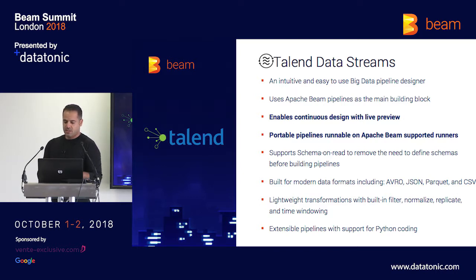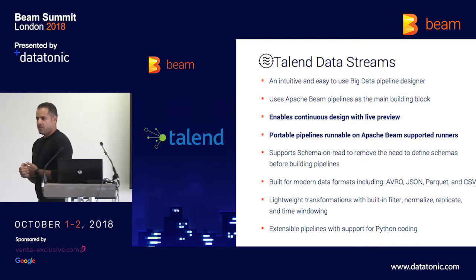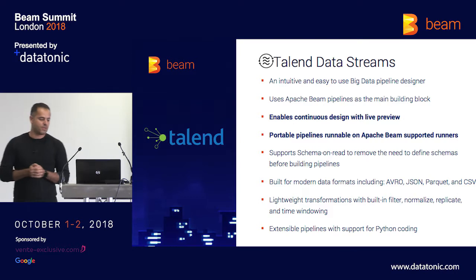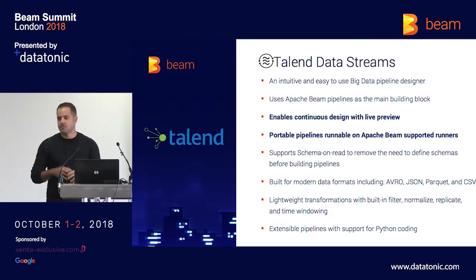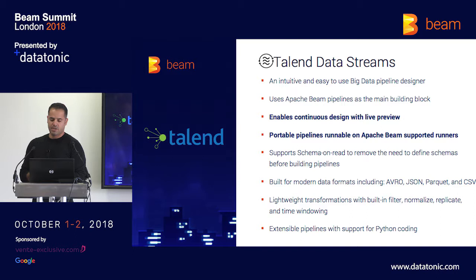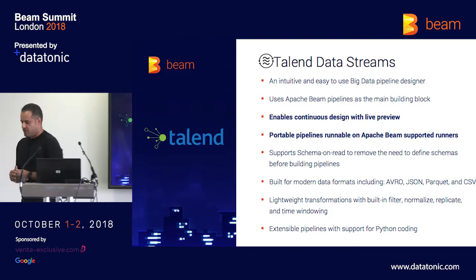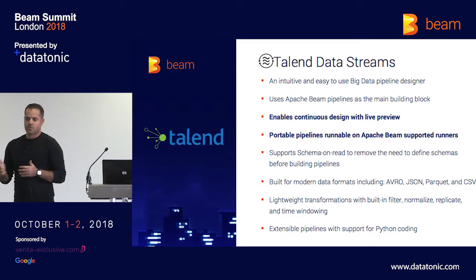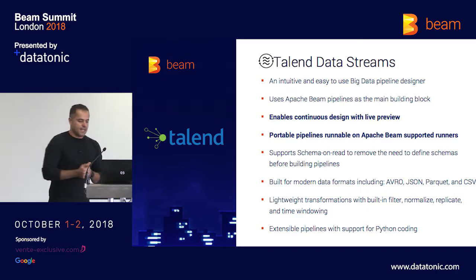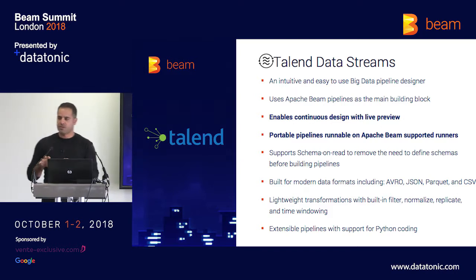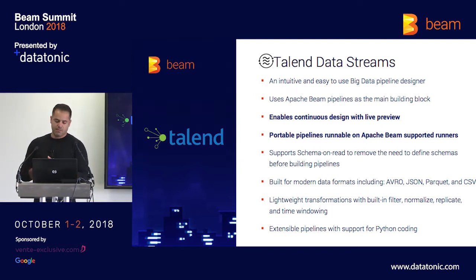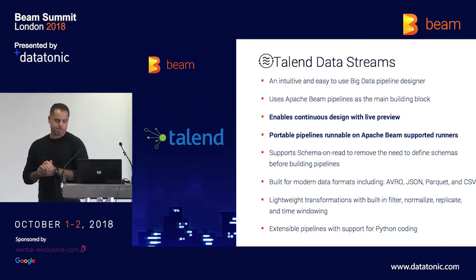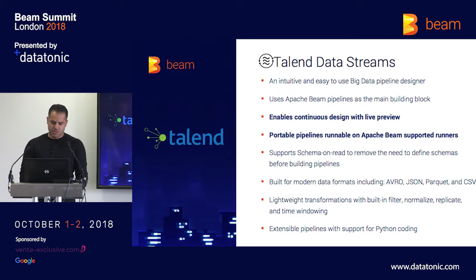The second one is that you're dealing with Apache Beam pipelines and the portability guarantees of Apache Beam. So you'll be able to run your pipelines on all of the supported Apache Beam runners. And along these two main features, we have other features like schema on read, support for different connectors, and transformations. These are the processing components that go into your pipeline, and the ability to do Python coding right inside your pipeline. So this is a quick overview of Talend Data Streams.